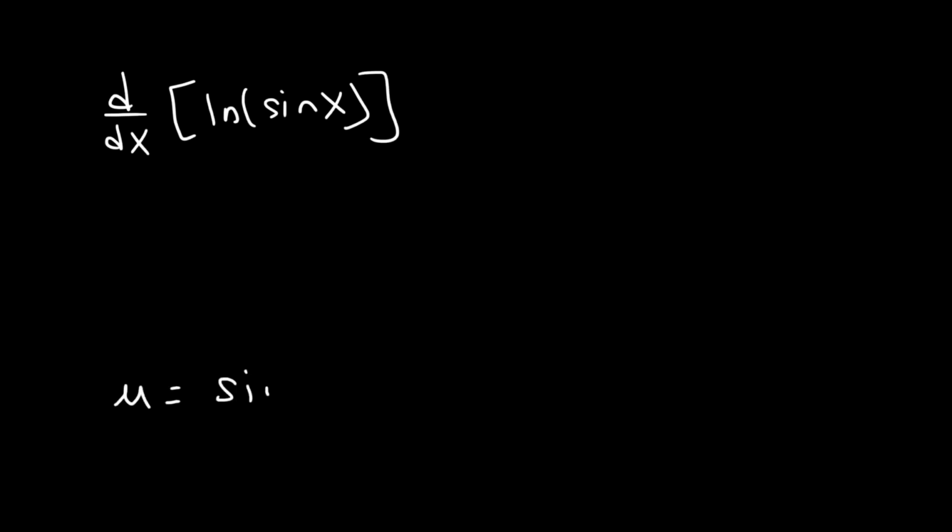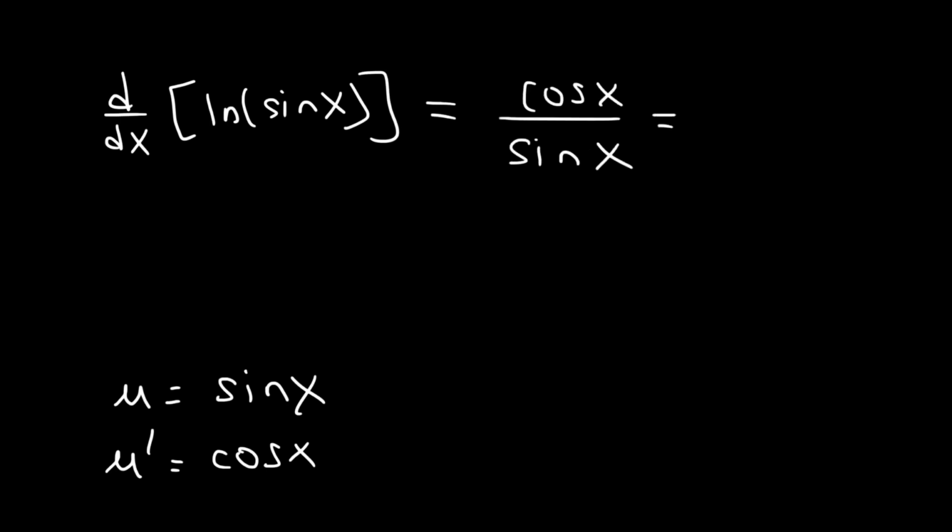Now let's try some harder problems. Go ahead and find the derivative of the natural log of sine x. So in this example, u is equal to sine x. U prime, the derivative of sine, is going to be cosine. So it's going to be u prime over u, so cosine divided by sine. And what trig function represents cosine divided by sine? Cosine over sine is cotangent. So the derivative of the natural log of sine x is cotangent x.